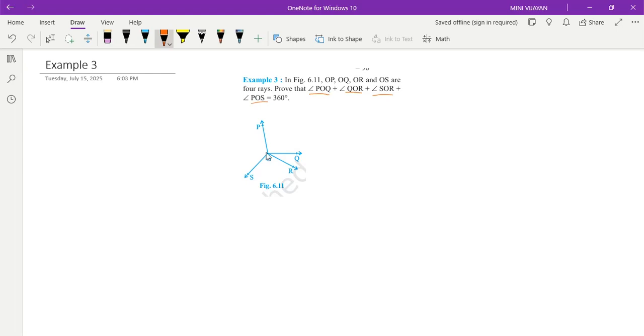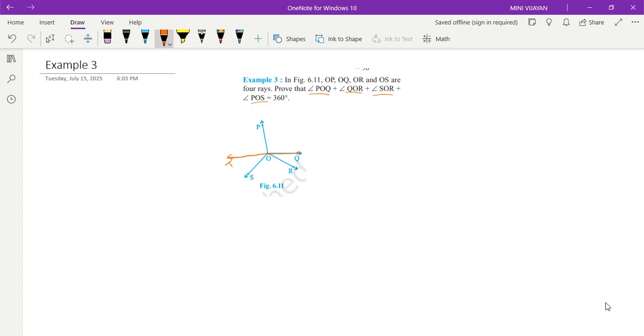So in order to prove that equation, we need to do a construction in this figure. We just extend the ray OQ to the opposite direction. When you extend the ray OQ, you can see OQ here. So this is ray OQ. When I extend this OQ to the left side, we get a straight line. So this is the construction which I am marking here. I name it as OT. So I just made a construction which is OT. I just extended the ray OQ.